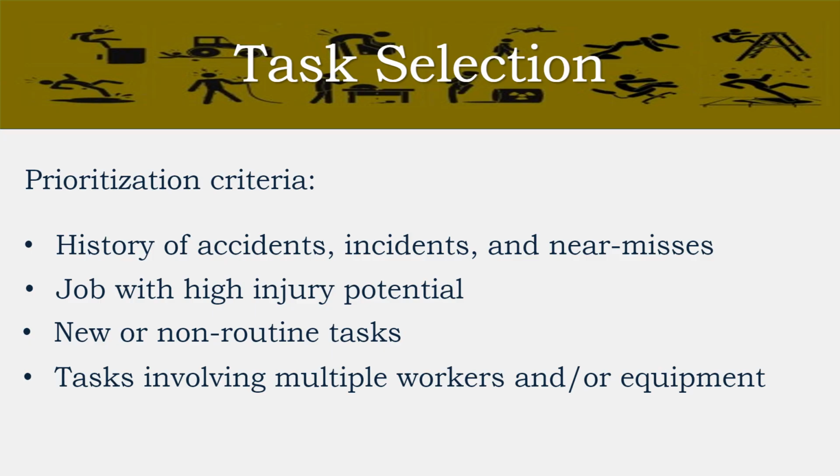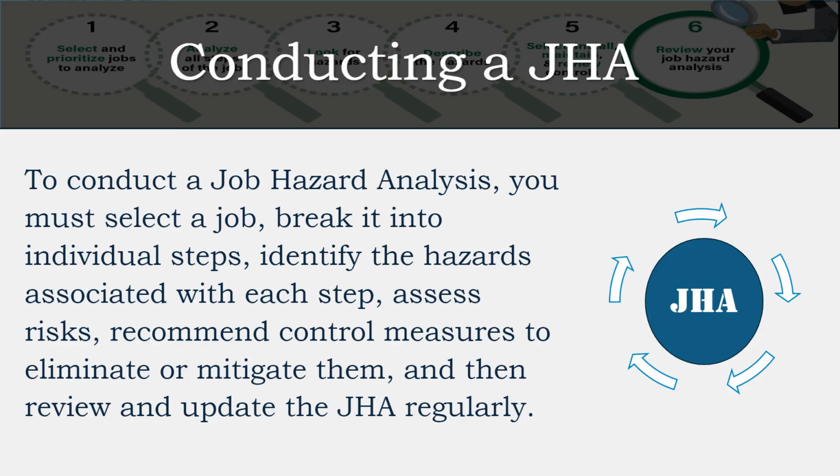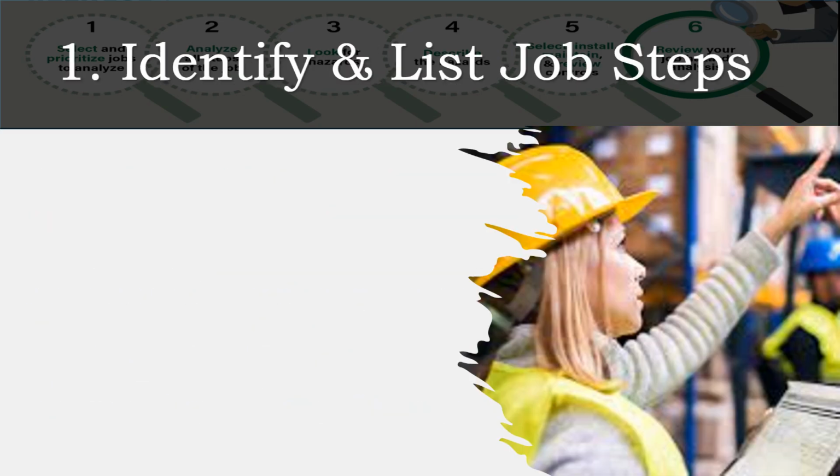To conduct a job hazard analysis, you must select a job, break it into individual steps, identify the hazards associated with each step, assess risks, recommend control measures to eliminate or mitigate them, and then review and update the JHA regularly. The first step is to identify and list job steps by breaking down the specific job into its core, individual steps.